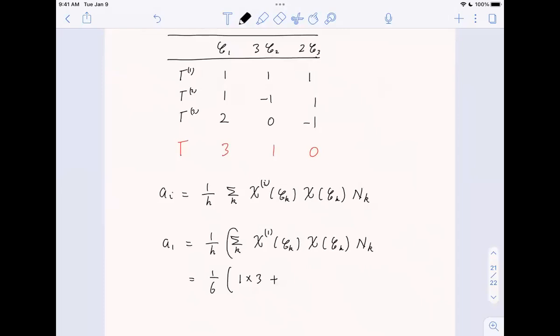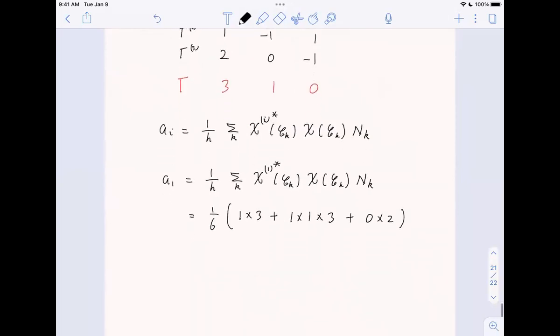Then the second one, the second k is another class, is this class. So this one, I think I missed a complex conjugate here. But in this case, it doesn't matter. This one will be 1 times 1. But you need to times this 3. Then this will be 0. Okay, you get 0. So totally you get 3 plus 3. You get 6. So eventually you get 1.